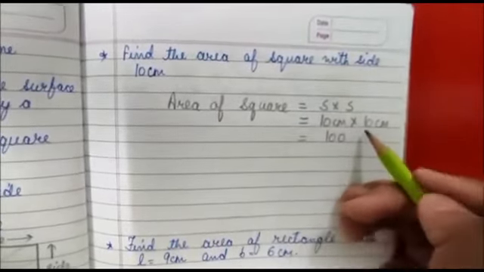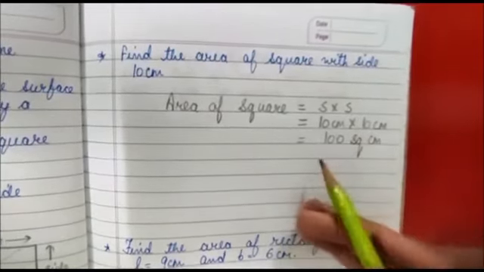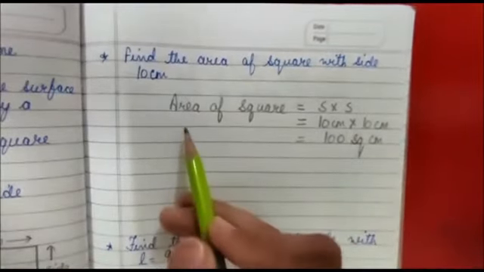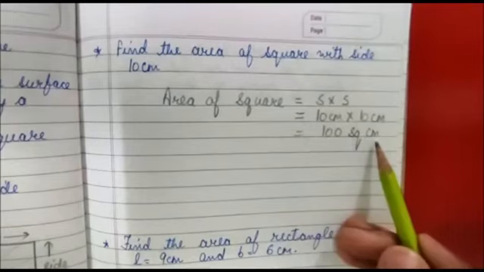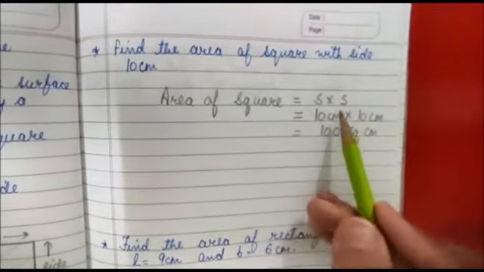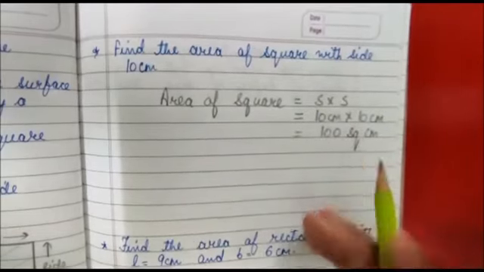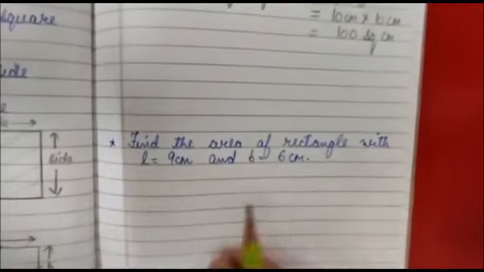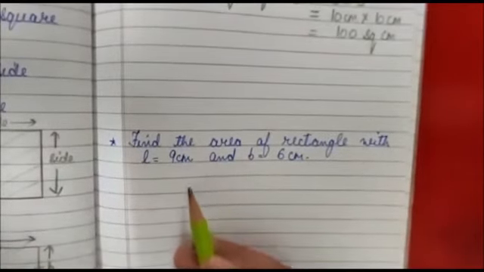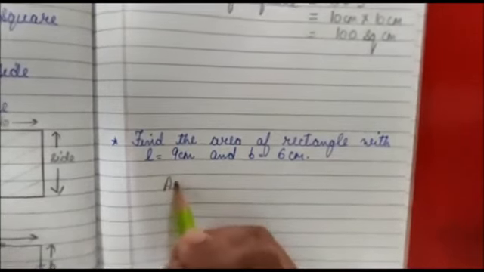And centimeter into centimeter means you will have square centimeter. Always remember that whenever you have to write the units for area, it will always come in square units. It can be square centimeter or square meter. So what I have just done, I have applied the formula, put in my values and got my answer. Now let's take one more sum for rectangle. Here I have to calculate the area of a rectangle and I have the length and the breadth. So let's apply the formula.